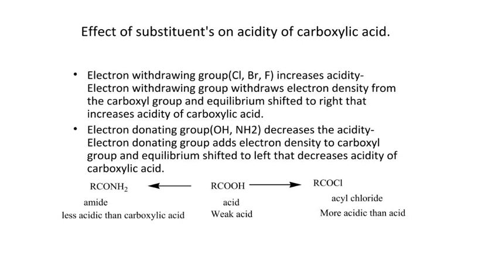You can look at here: RC double bond OH acid, weak acid. Acyl chloride is more acidic than acid, and amide is less acidic than carboxylic acid. What does it mean? Why is acyl chloride more acidic than amide? Because here Cl is an electron withdrawing group, here NH2 is an electron donating group. Now you understand, and this question is very important for NET and GATE examinations.